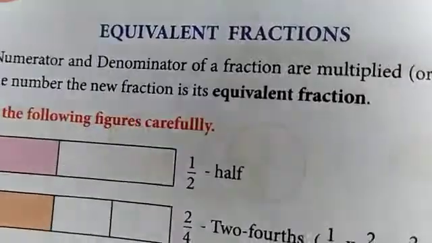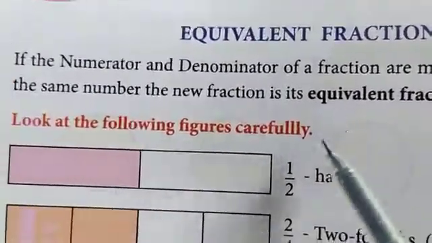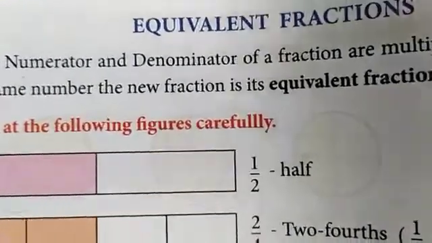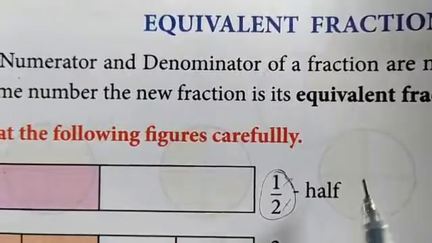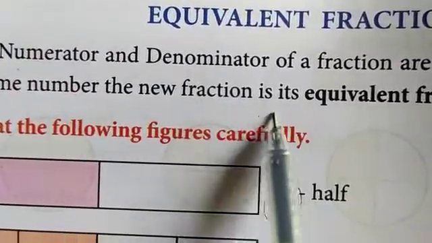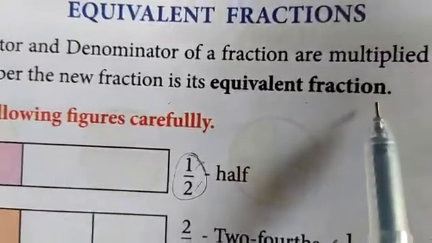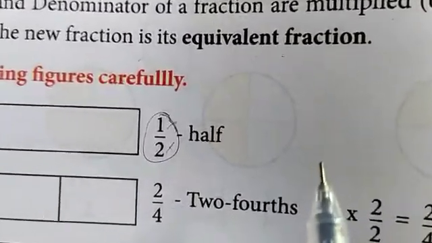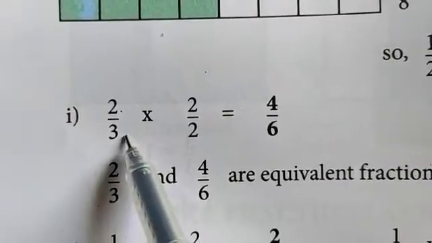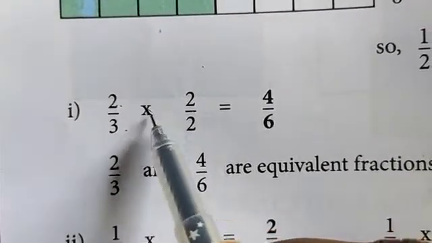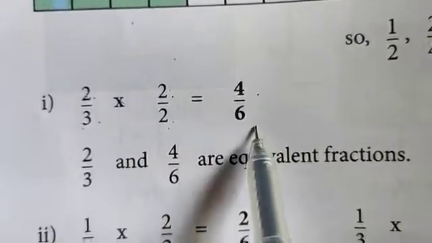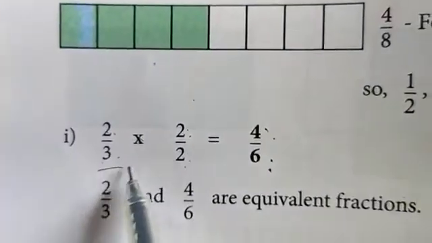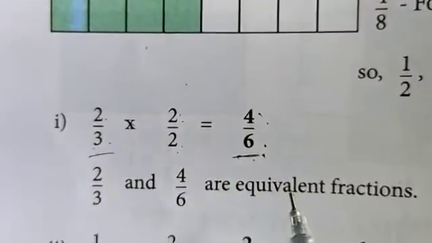Okay. Now about the equivalent fractions. Equivalent fraction means, see, if you multiply a fraction or divide a fraction with the same number, we can get a new fraction that is called as equivalent fraction. Okay. See, for example, 2 by 3 is there, no? When you multiply this fraction with 2, 2 2s are 4, 3 2s are 6, 4 by 6. These two are called as equivalent fractions.